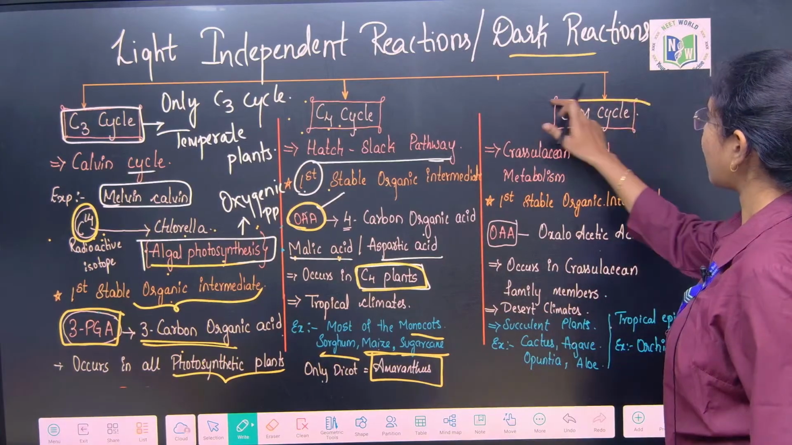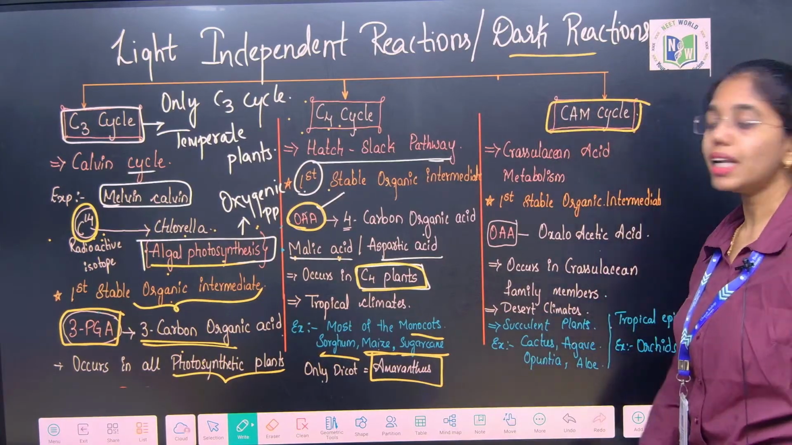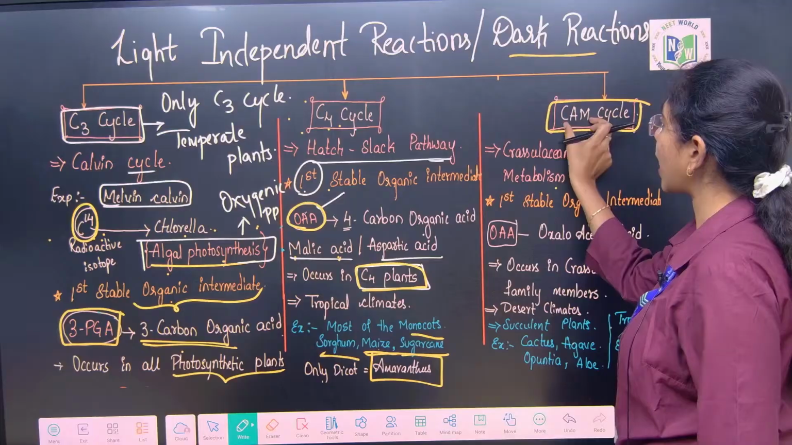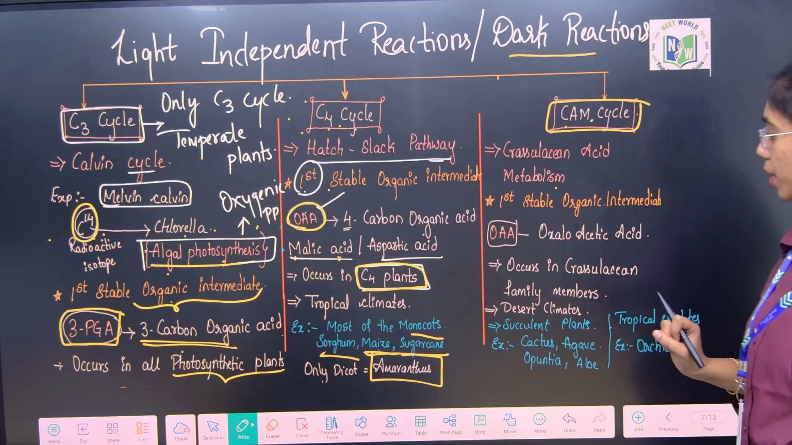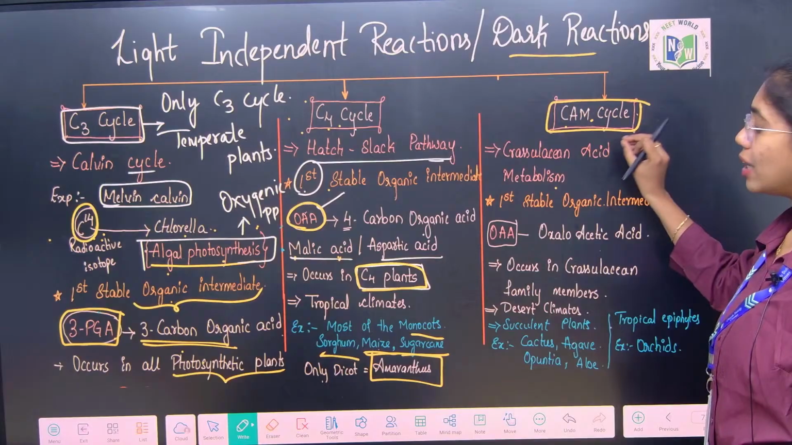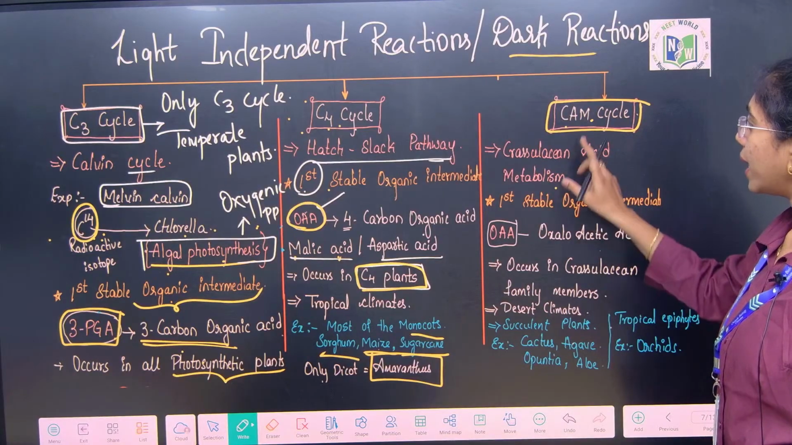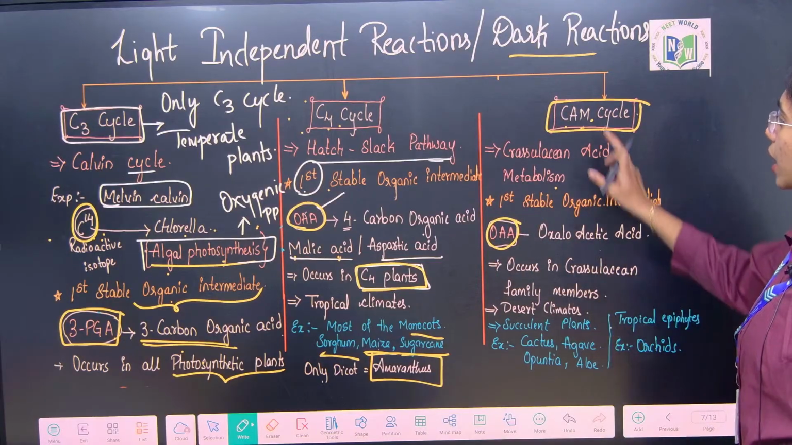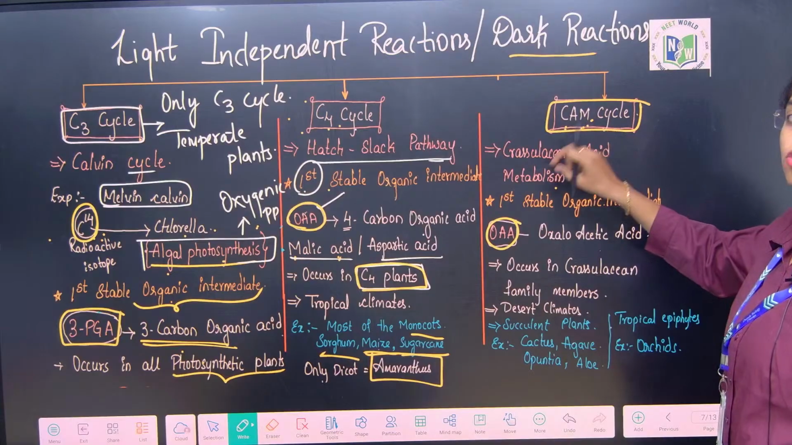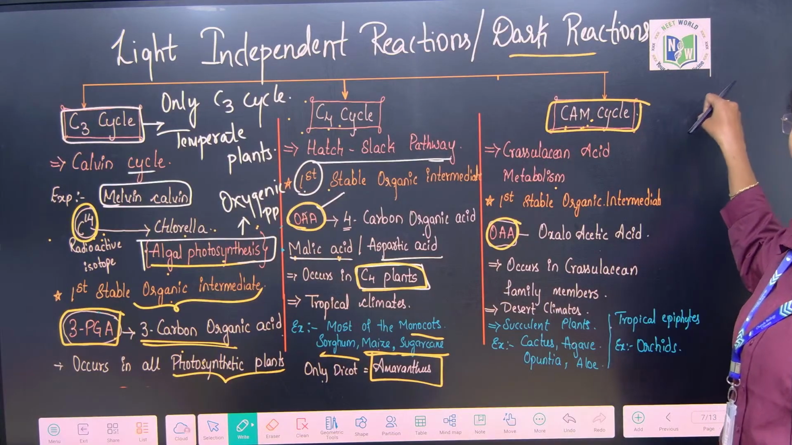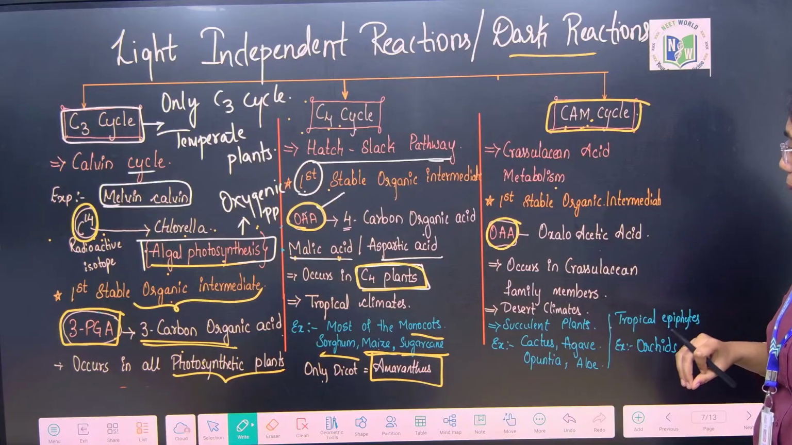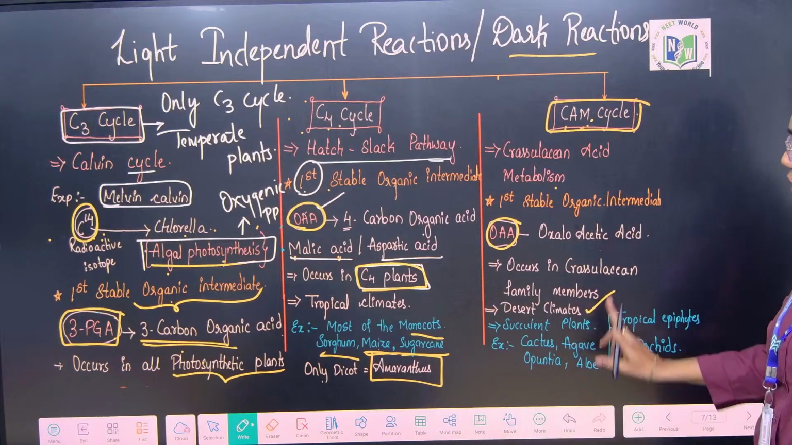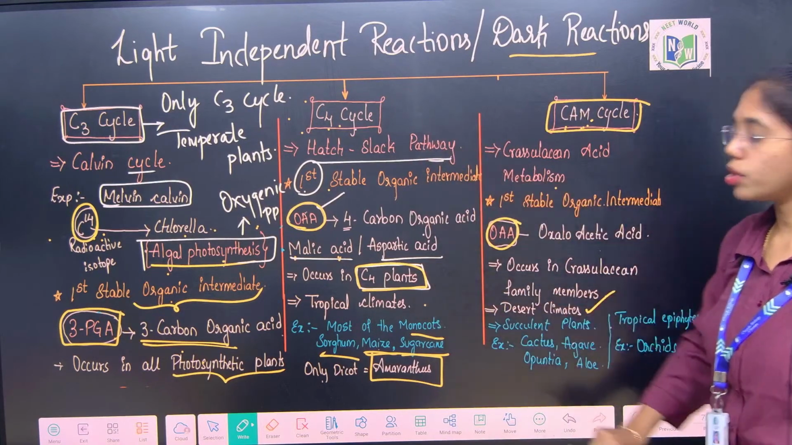Now, the CAM cycle. The full form of CAM is crassulacean acid metabolism. This occurs in crassulacean family members, and here also the first stable product formed is oxaloacetic acid. It is known as the CAM cycle because it occurs mostly in plants belonging to which family? The Crassulacean family. This occurs in plants in which climates? Desert climates. The C4 cycle occurs in what climates?